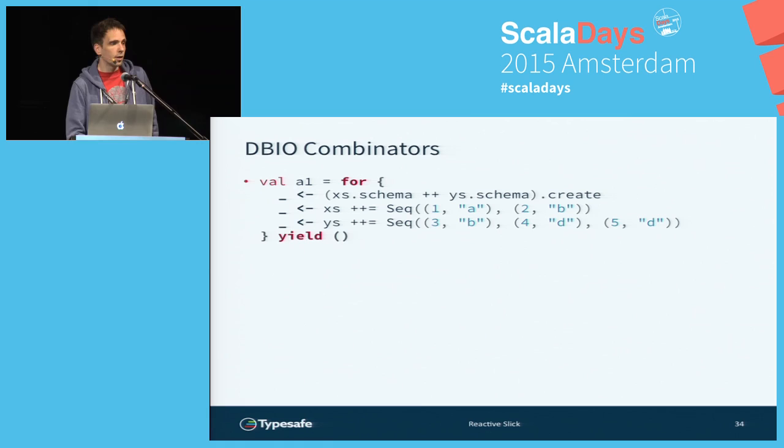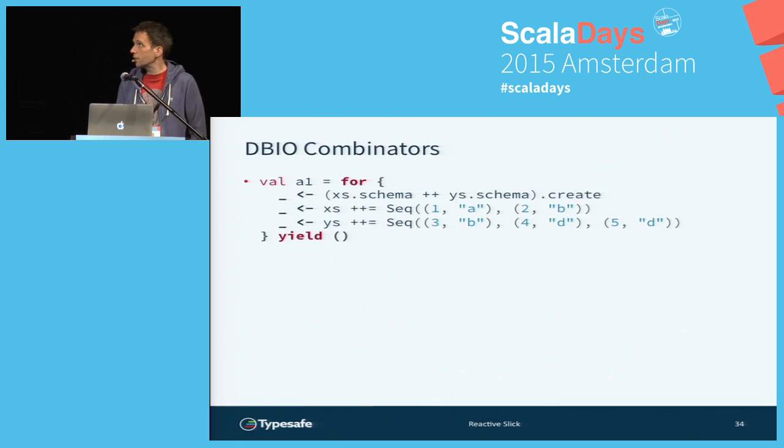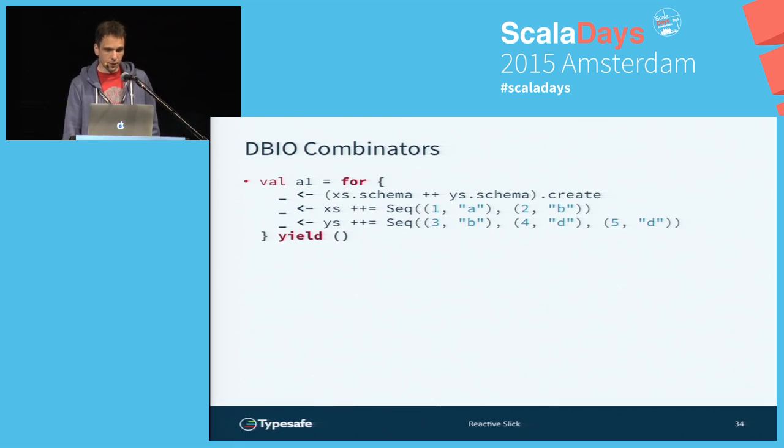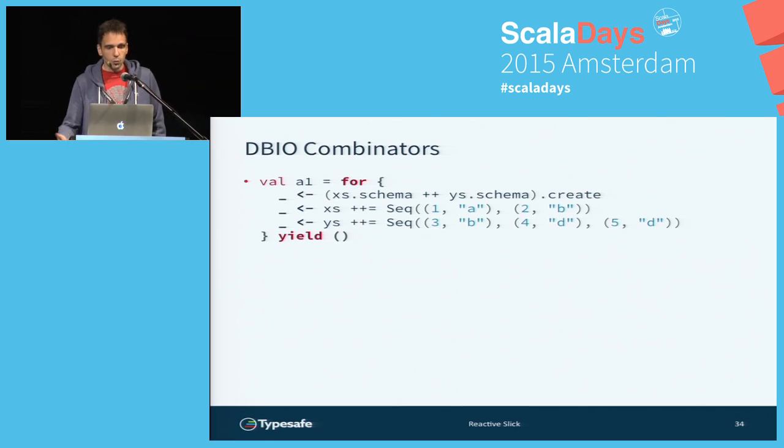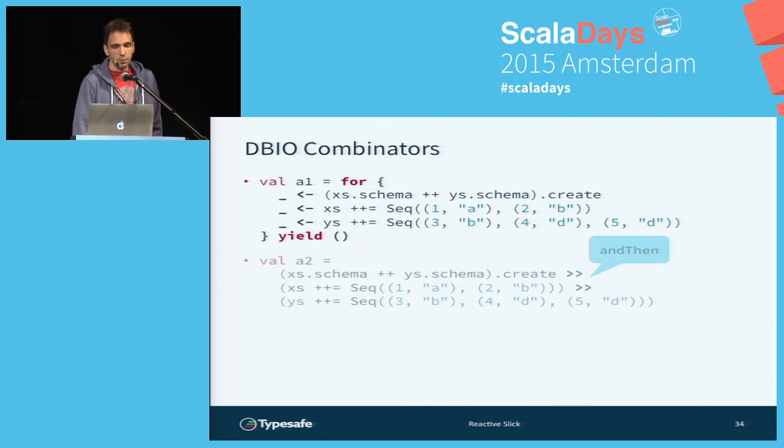Previously, those were methods that actually ran this DBIO action directly and gave you the result. Now these methods just give you a DBIO action, and then you can use the for comprehension to compose them. That's the most general way of composing DBIO actions. In this case, though, we don't really need it. You can see here that we discard all the return values. We don't care what they return. So we don't really need the for comprehension. So there's a simpler way.